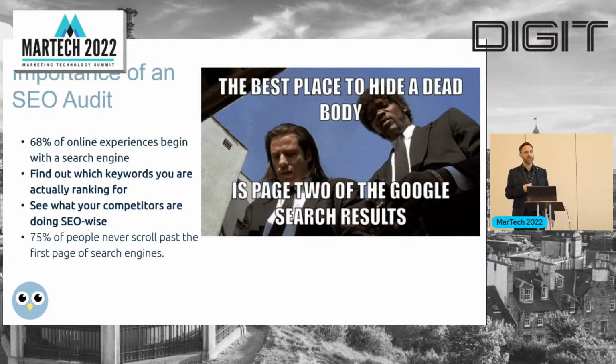For instance, for me as a marketing agency, there are multiple keywords I could use: digital marketing agency, online marketing agency, digital agency. It's vast. So you have to work out exactly what the keyword is. And then 75% of people never scroll past the first page. So the best place to hide the dead bodies is page 2 of Google.